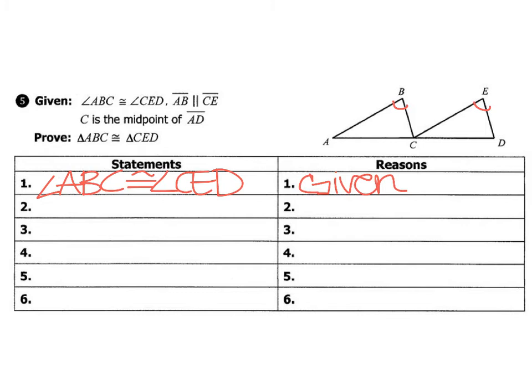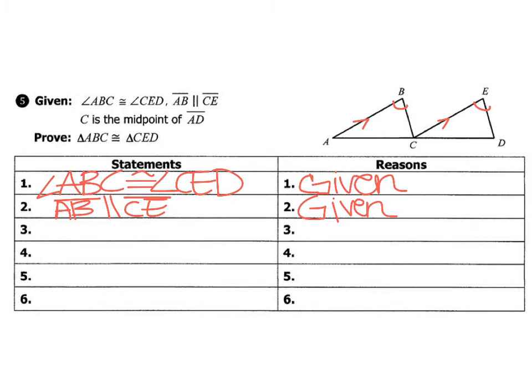Then we're also given that AB is parallel to CE. This is given. And we want to mark it on our diagram. So this line is parallel to this line, all right? The little arrows mean parallel.